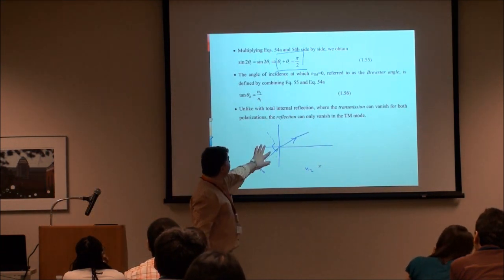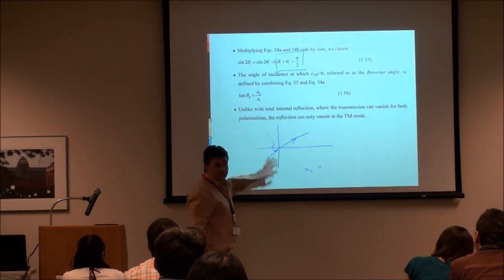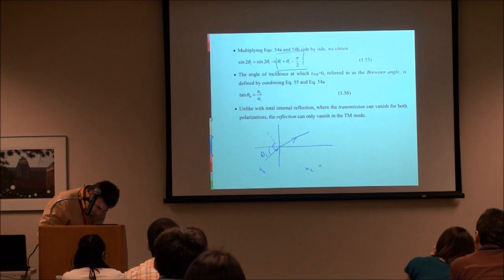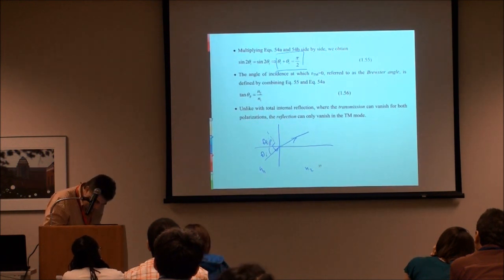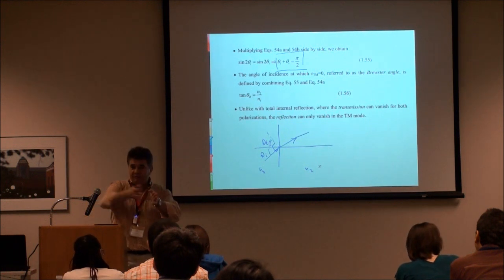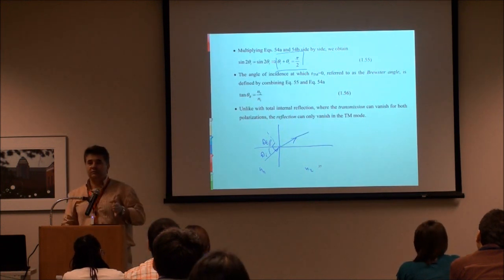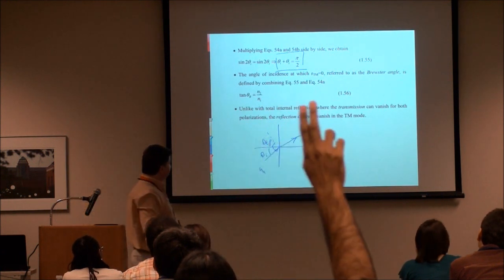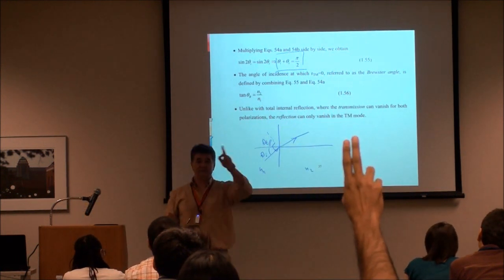Did you get this picture? Theta incident, this one, and theta transmission are such that one plus the other gives you pi over 2. So that means these two are perpendicular. If you manage that condition, that means everything will go through. There will be nothing reflected. Isn't that nice?